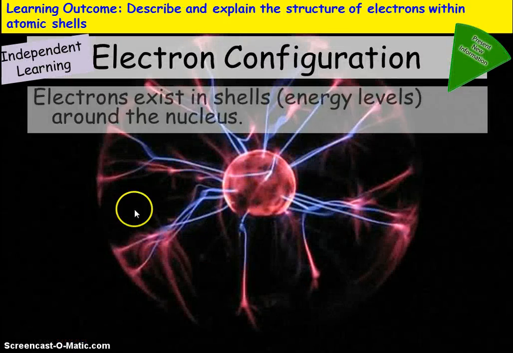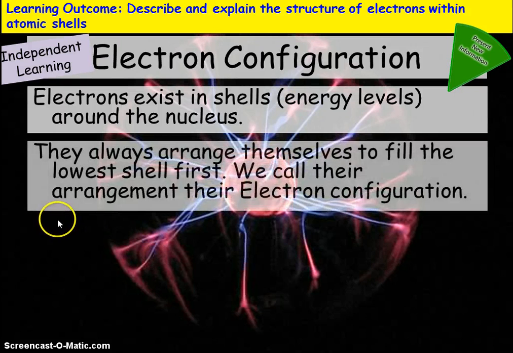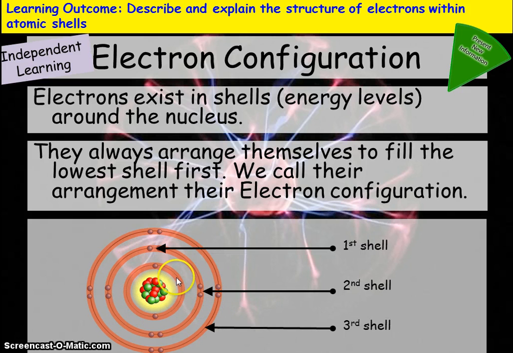So electron configuration. We said electrons don't just exist randomly. They will arrange themselves in the lowest energy level that they can. If you imagine our simple atom with protons and neutrons in the nucleus and our electrons in our shells, you can see that there are numerous shells. The first shell, second shell, the third shell. These arrows don't match up correctly, that should point to there.